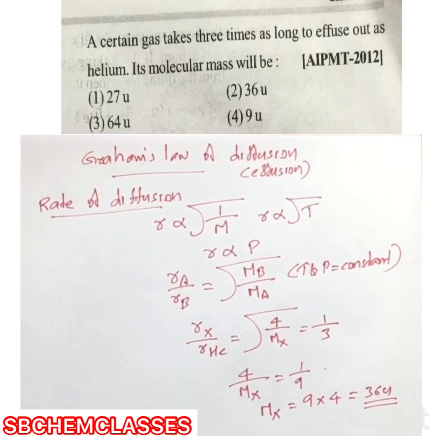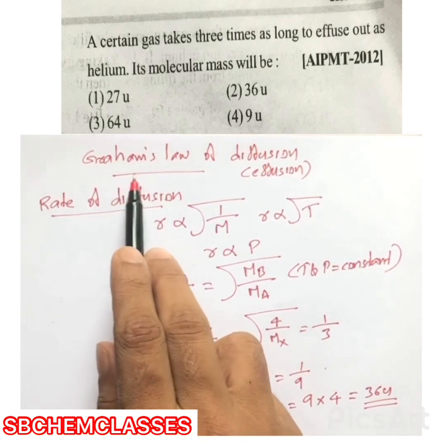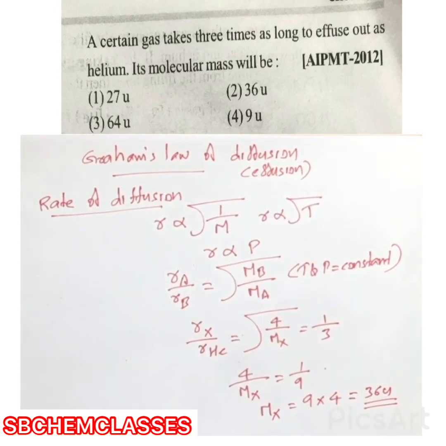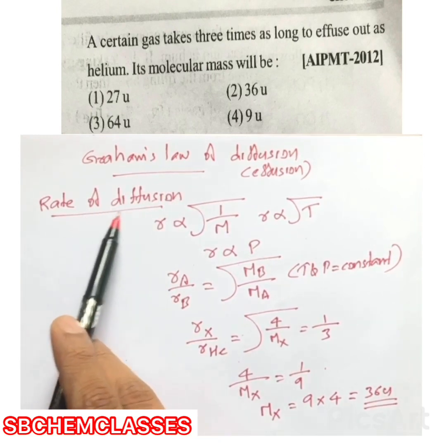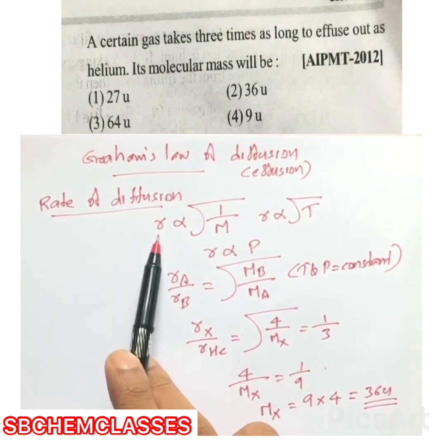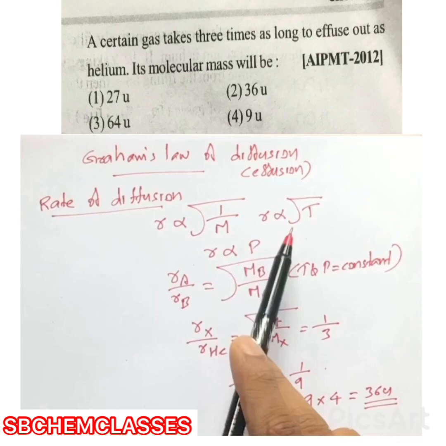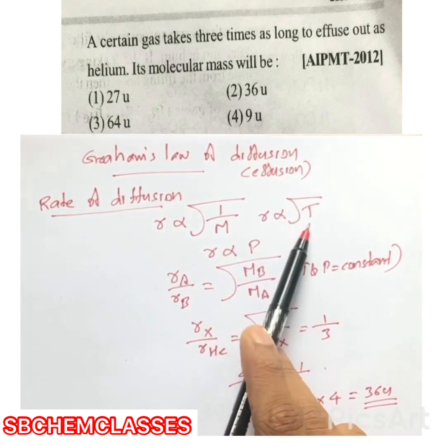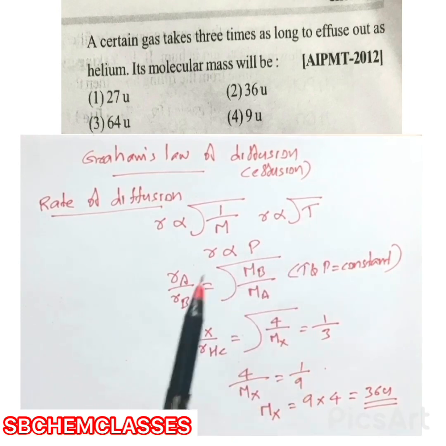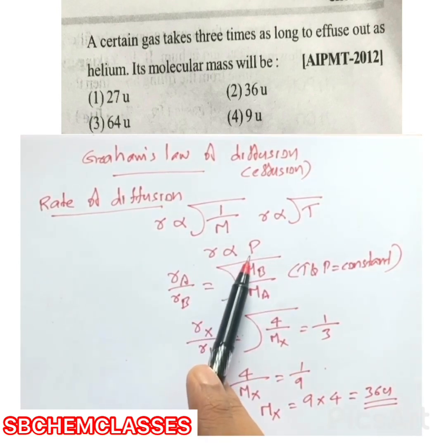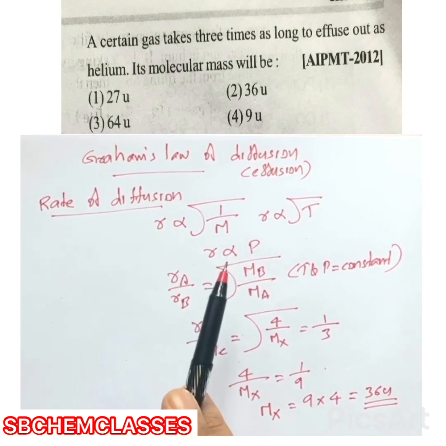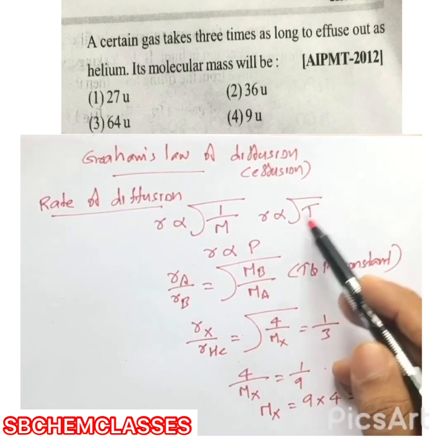A certain gas takes 3 times as long to effuse out as helium. Its molecular mass will be? Here we are using Graham's law of diffusion or effusion. This law indicates the rate of diffusion. Rate of diffusion of any gas is proportional to root of 1 by M, where M is its molar mass, proportional to root T, the absolute temperature, and directly proportional to P, the pressure. In this question, there is no indication about pressure and temperature, so pressure and temperature are the same.